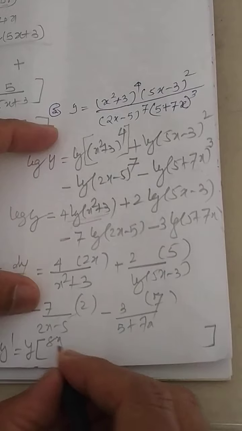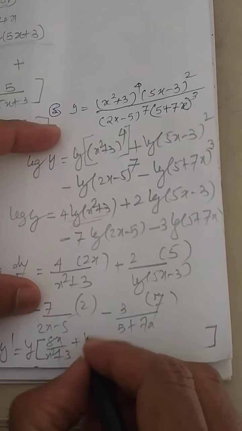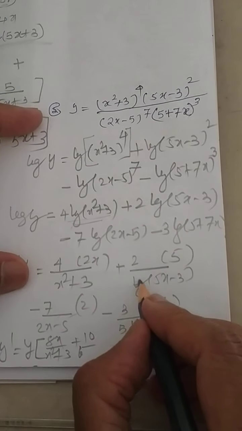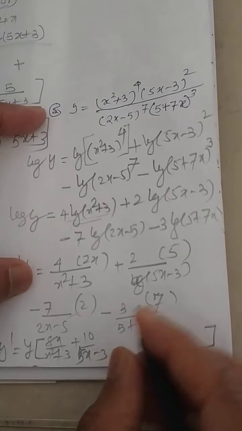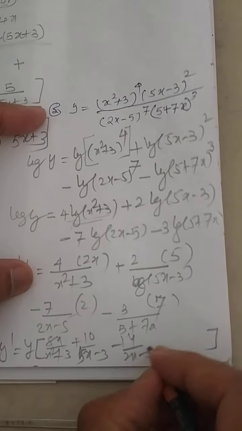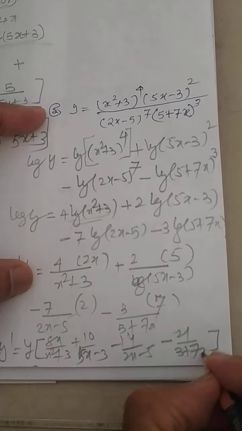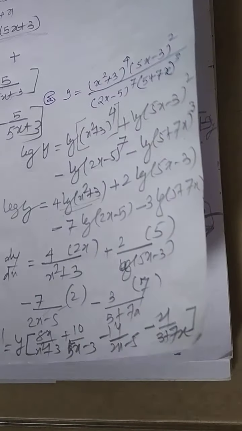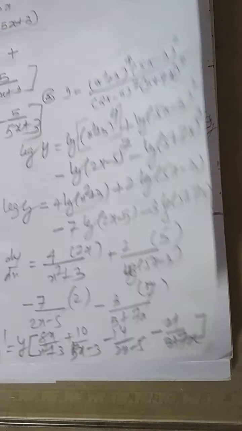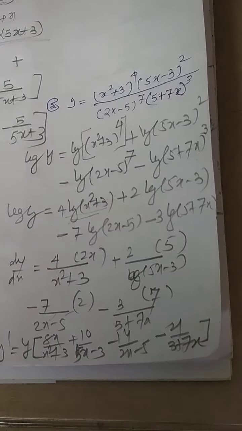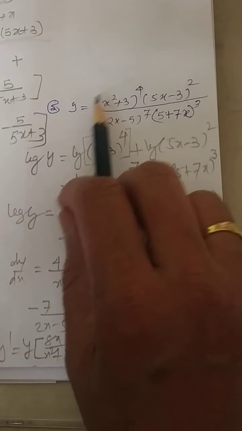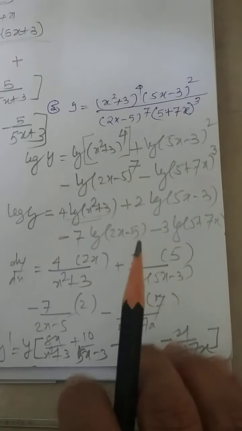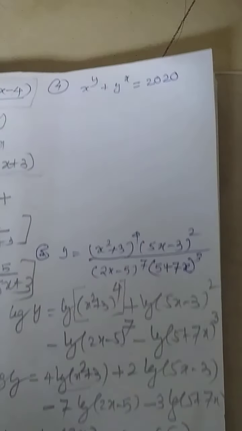It is 8x upon x square plus 3 plus 10 upon 5x minus 3, here log will not come, remember, minus 14 upon 2x minus 5 minus 21 upon 3 plus 7x. So logarithmic derivative will be applicable whenever you can see the question. The format of the question will be variable raised to power variable, or whenever anything is given in such a complicated form, then it is a better way. But here it is all multiplication, the terms should be in multiplication, then only you can use it. Okay, one more last question will do.